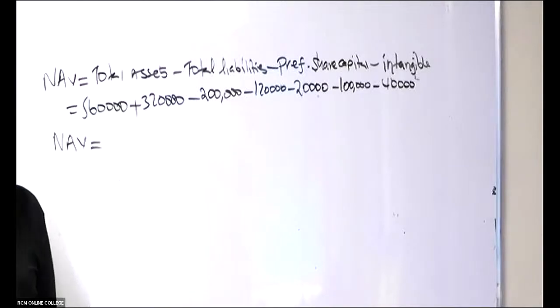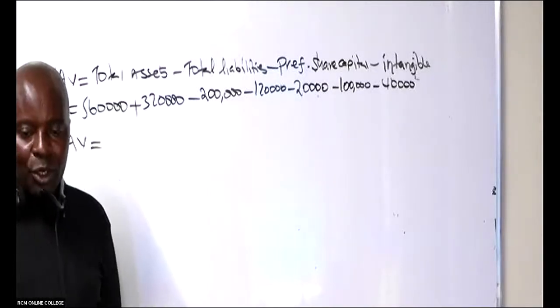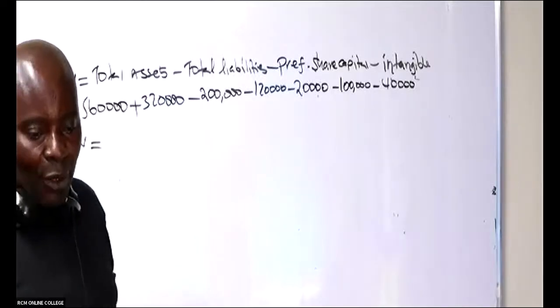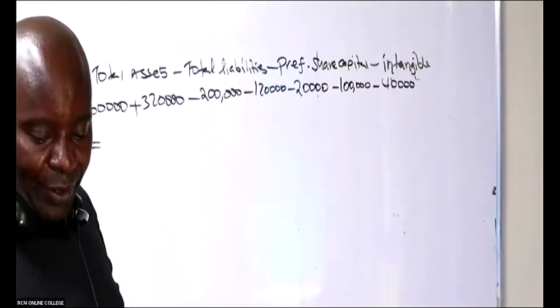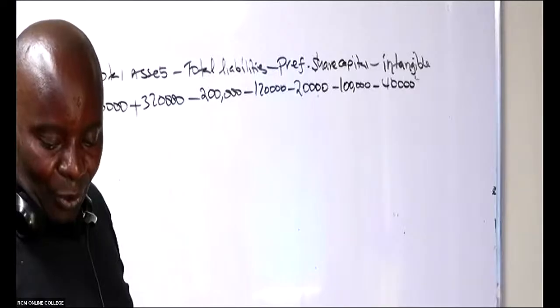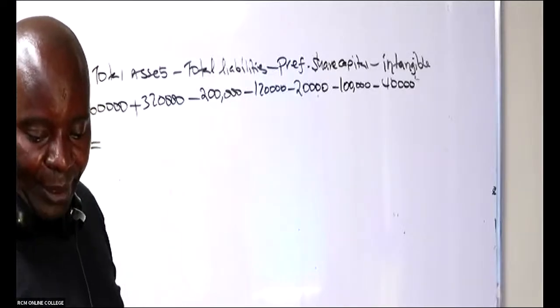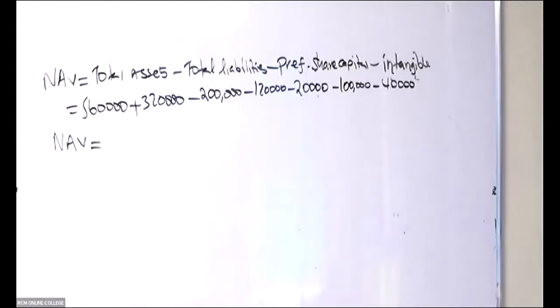The other students are not talking to me. Please talk to me. Are you able to get that 400,000? Olivia is getting it. I'm waiting to hear from the other students. 400,000, thank you so much.